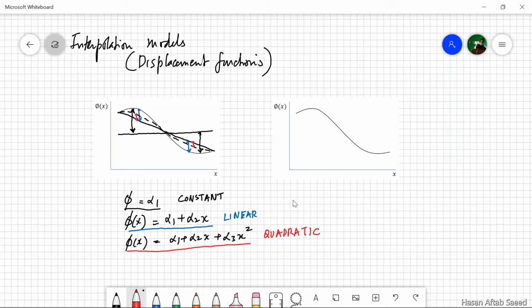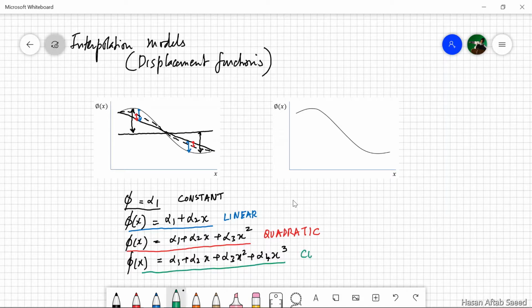We can go one step further. Phi is a cubic function now, for example. In this way, we can reduce the error between the original situation on the ground and our analysis even further. This one is cubic interpolation function. Now, to reduce error, there is another technique as well.